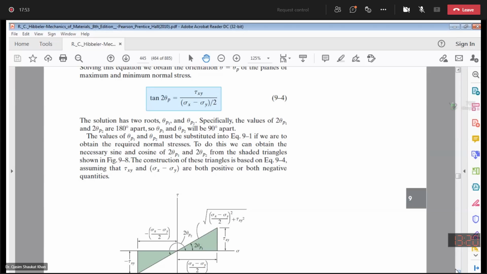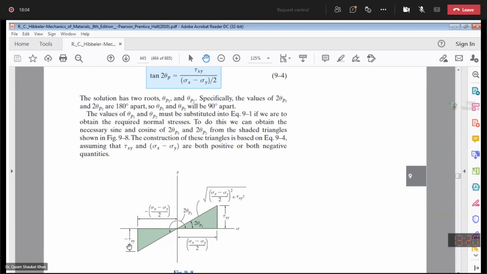Only thing, again I'm repeating, which needs to be remembered: here both shear stress and difference of average of normal stress are positive, and over here shear stress and difference of average of normal stress are negative. So these are both negative, these are both positive, so this is the resultant.